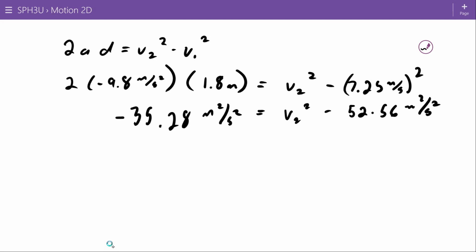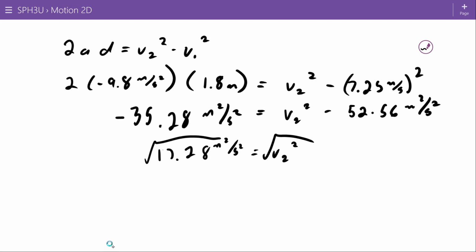I'm going to bring that minus 52 over to the other side. It becomes a plus, so I'm going to say v2 squared is equal to 17.28 meters squared per second squared, and then I square root here. And remember, this is again one of those situations where I have to introduce the negative and positive. I've got to be careful about that. So I'm going to get 4.16 meters per second when I square root, plus or minus.